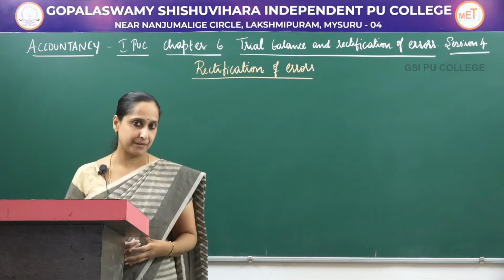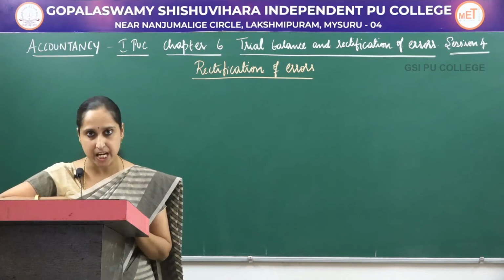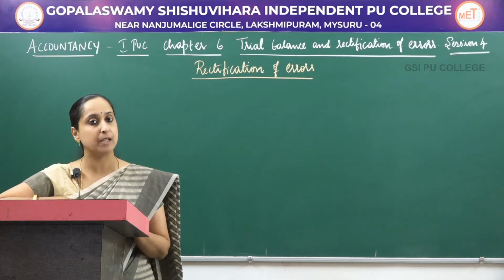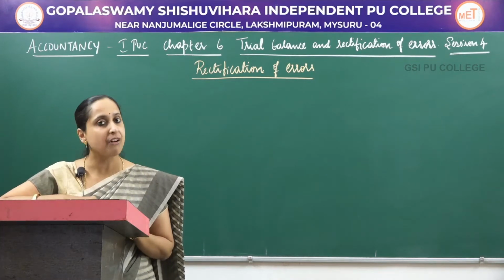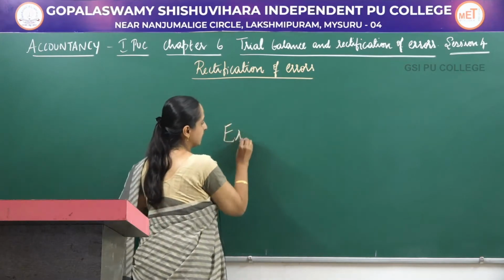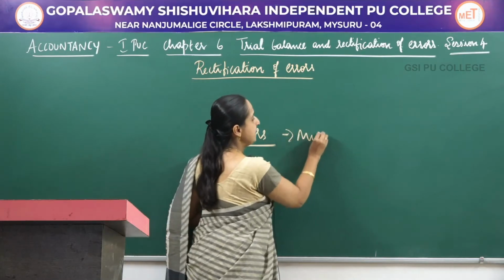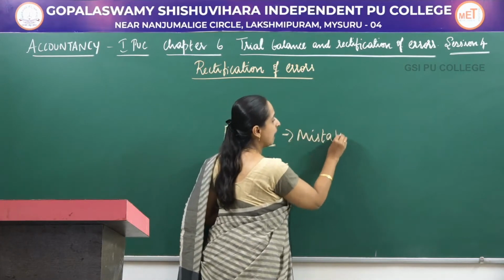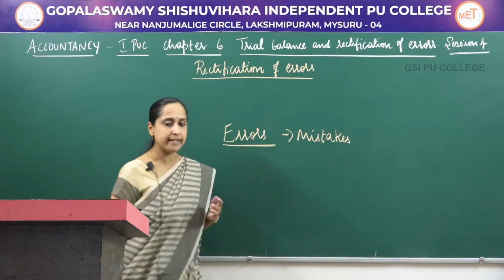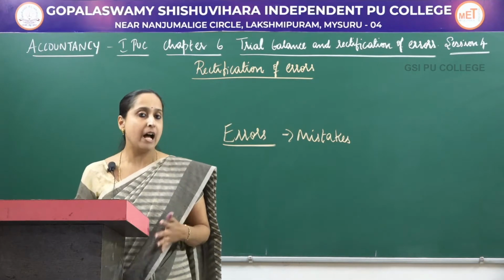What is an error? Errors in accounting means unintentional mistakes which are committed by the bookkeepers in the books of account. Error is nothing but mistakes which are unintentional. Unintentional means which are not done on purpose.